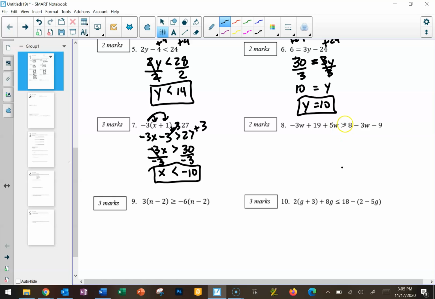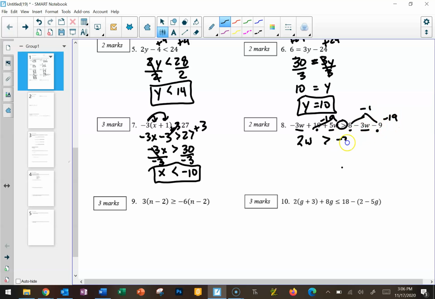Okay, we've got another inequality here, so let's keep that in mind. On this side, we've got -3w and 5w, and then on the other side, we've got a 3w. And then our constants are 19, 8, and -9. So let's just work on this side for a bit here. We've got a positive 5w and a negative 3w, so that's going to be a 2w. And I'm just going to get rid of this 19 right away. Okay, so I've got 2w on one side greater than. And then 8 minus 9 is going to be -1, and -1 minus 19 is going to be -20.